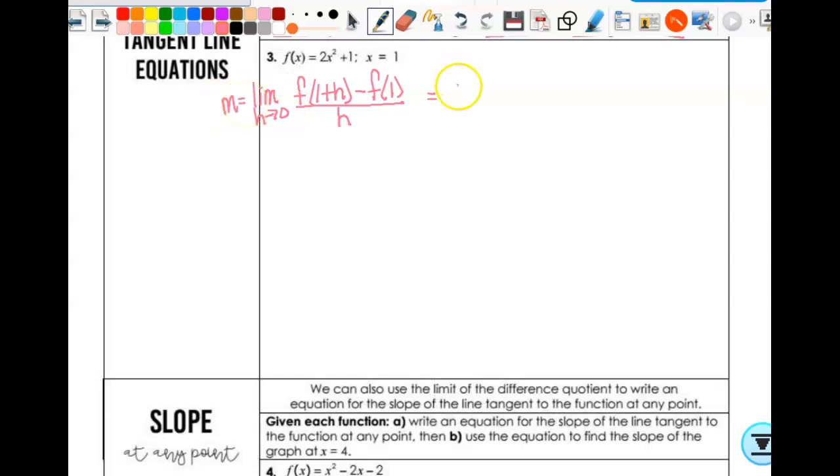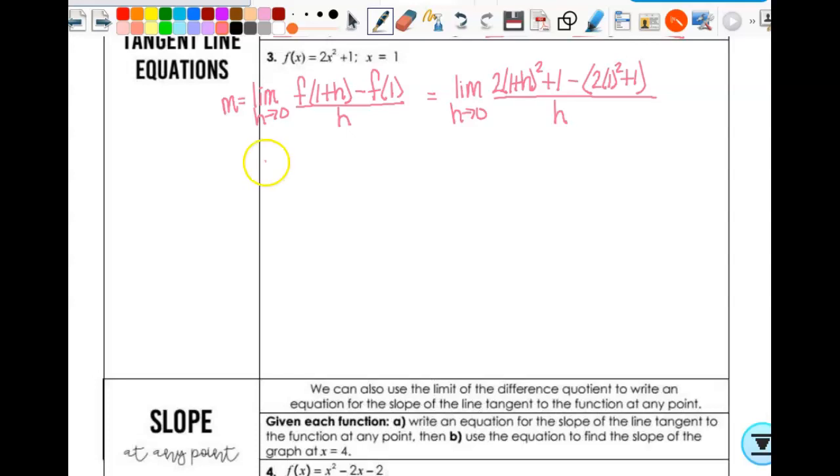So that is equal to the limit as h approaches 0 of, all right, so when I substitute in the 1 plus h, I'm going to have 2 times 1 plus h squared plus 1, minus, and then f of 1 is going to be 2 times 1 squared plus 1, all over h. Any questions about where anything came from?